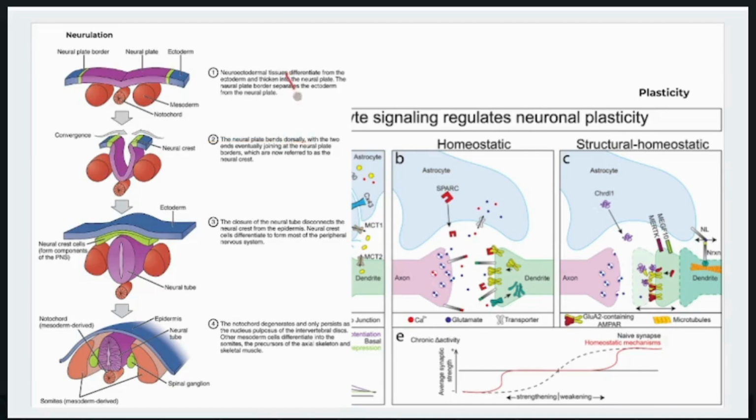Around day 22, the neural folds fuse at the midline to form the neural tube, a cylindrical structure that will eventually give rise to the brain and spinal cord. Fusion begins in the cervical region and proceeds both rostrally, up towards the head, and caudally, towards the tail, closing the neural tube completely by the end of the fourth week. Failure in neural tube closure can result in neural tube defects such as spina bifida or anencephaly.